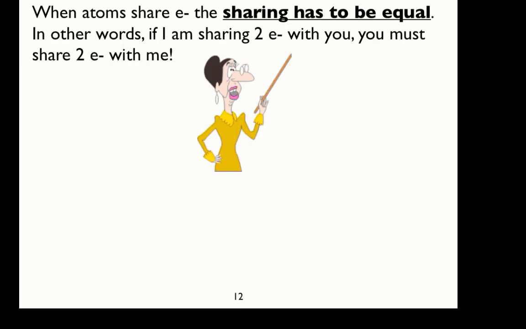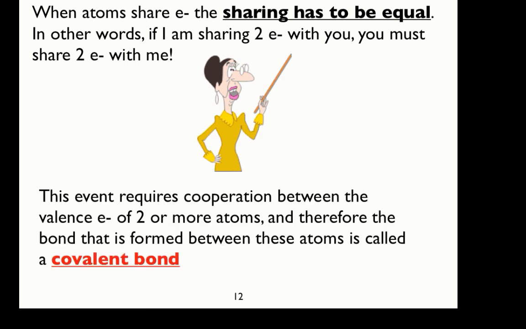So let's talk about the sharing ones first. If atoms share electrons, the sharing has to be equal. There is no exception to this rule. Okay, if I share 1 with you, you have to share 1 back with me. If I share 2 with you, you have to share 2 back with me. So the sharing has to be equal. If it's not equal, then this covalent bonding doesn't happen. During the sharing, each of the atoms involved gets a filled outer energy level with the S and P orbitals, and it's called covalent, co meaning together. And so a covalent bond is formed when 2 or more atoms become stable by sharing valence electrons.